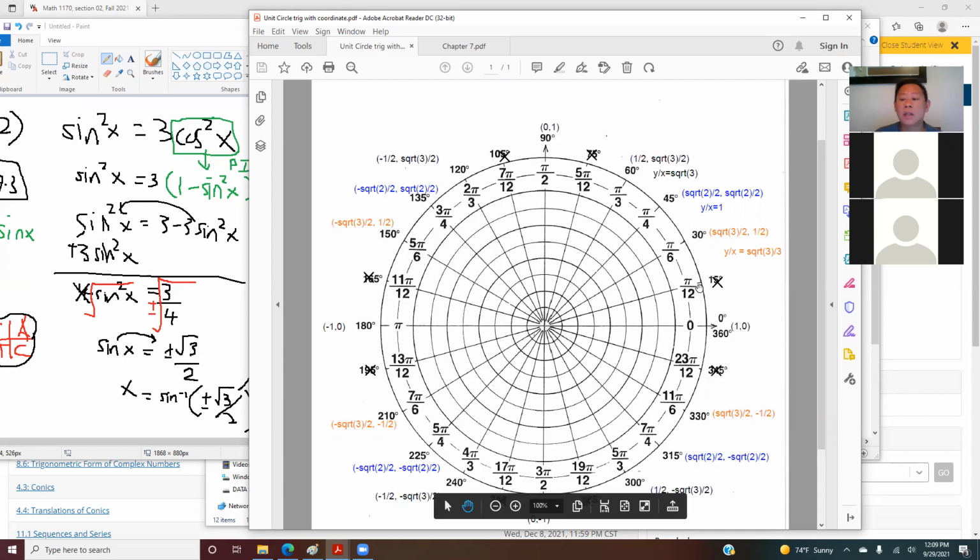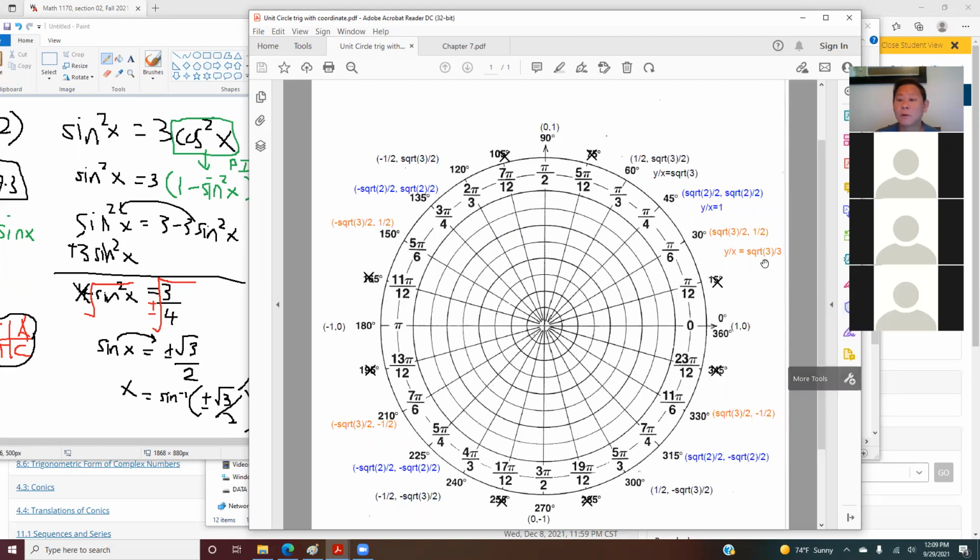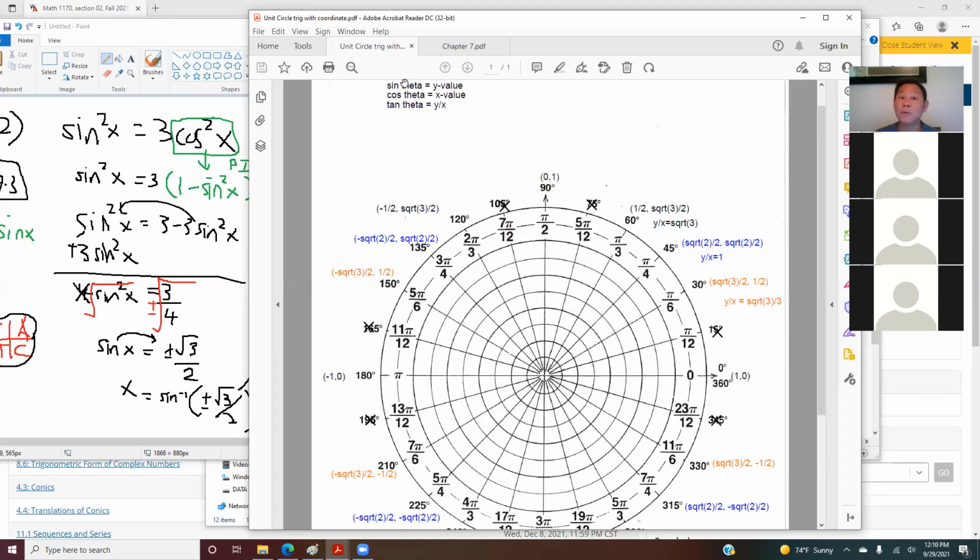Okay, go ahead. Is that the orange one, the blue one, or the black one? Which one of these gives me √3 over 2? Orange. Orange does not give you √3. Don't forget, this is sine. Sine is what value? Sine is the Y value. Is it black? Yep. So it will be pi over 3 here.